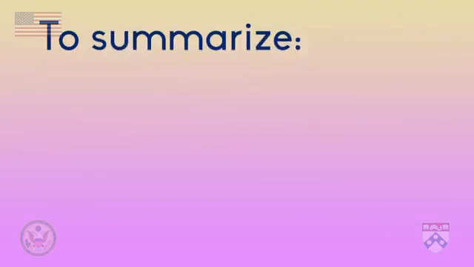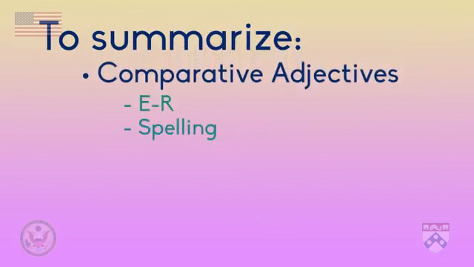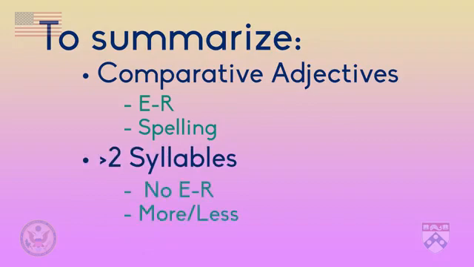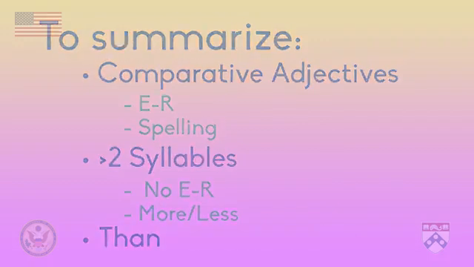To summarize, comparative adjectives describe the differences between nouns, and they're formed by adding the letters ER to the end of an adjective. Remember, you may need to change the spelling. Adjectives with more than two syllables don't get the letters ER added to the end. Instead, include the word more or less before the adjective. Finally, add the word than if you're going to talk about both nouns in the same sentence. Next, you'll play a game to practice using comparative adjectives.